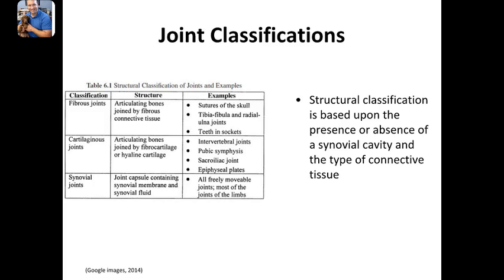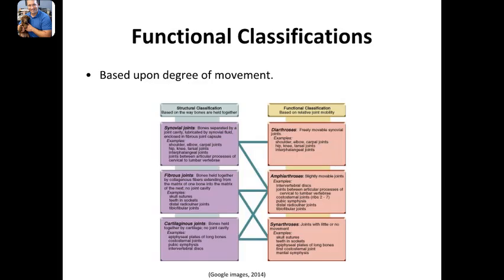Synovial joints, you need to remember, are freely movable, and most of the joints of the limbs that facilitate locomotion are synovial. There are different functional classifications based upon degree of movement. Synarthroses move barely at all, and those are, again, the skull structures, teeth sockets, symphyses. Amphiarthroses move slightly, so the intervertebral discs, the pubic symphysis, the interosseous membranes. And then diarthroses are freely movable: shoulder, elbow, the main joints of locomotion.